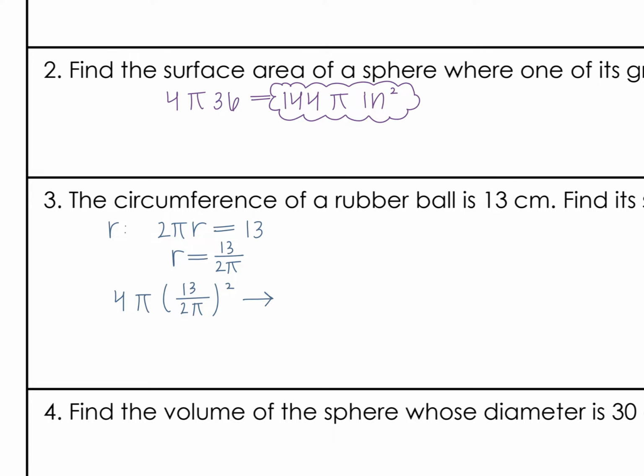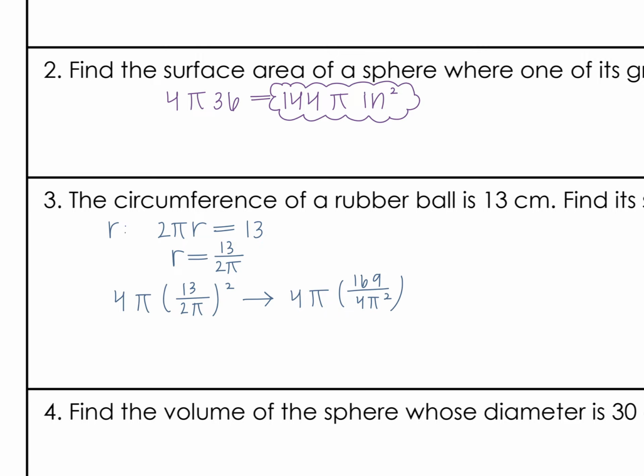All right, so I'm going to go ahead and square that. We have our 4 pi. In the numerator, we're going to get 169. And in the denominator, make sure you also square the pi. It is going to be 4 pi squared.